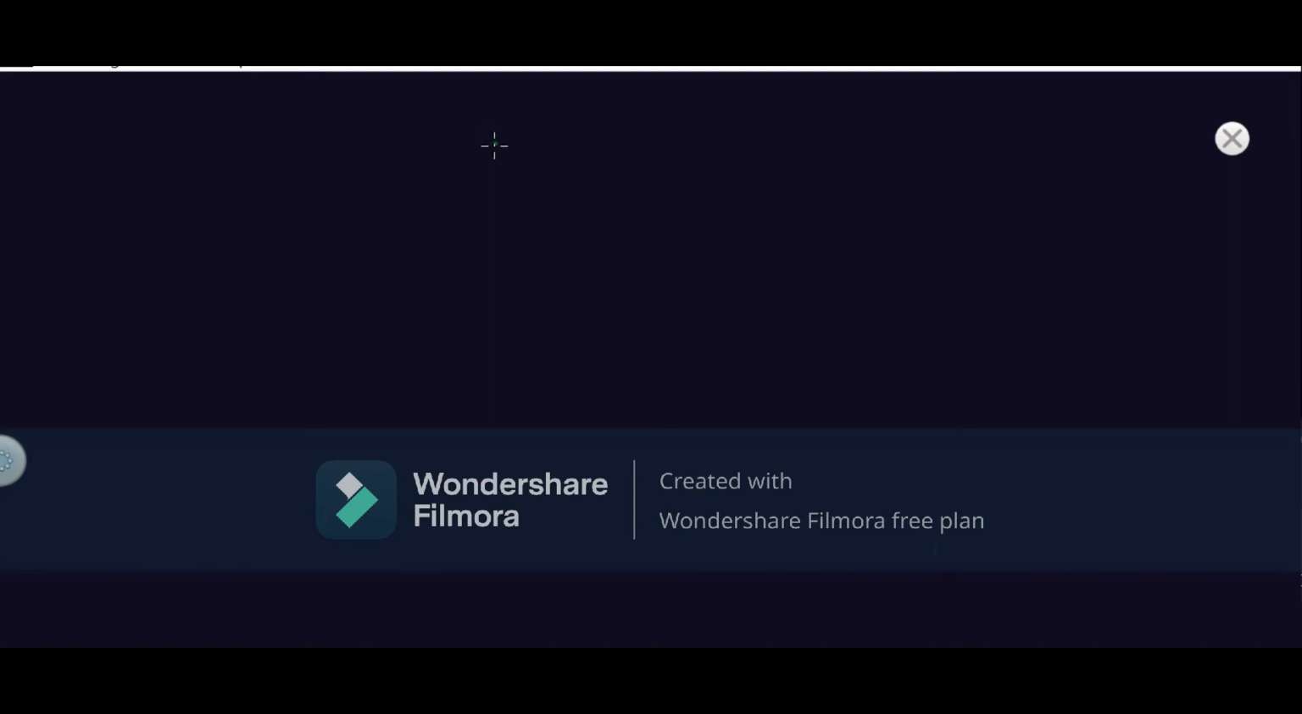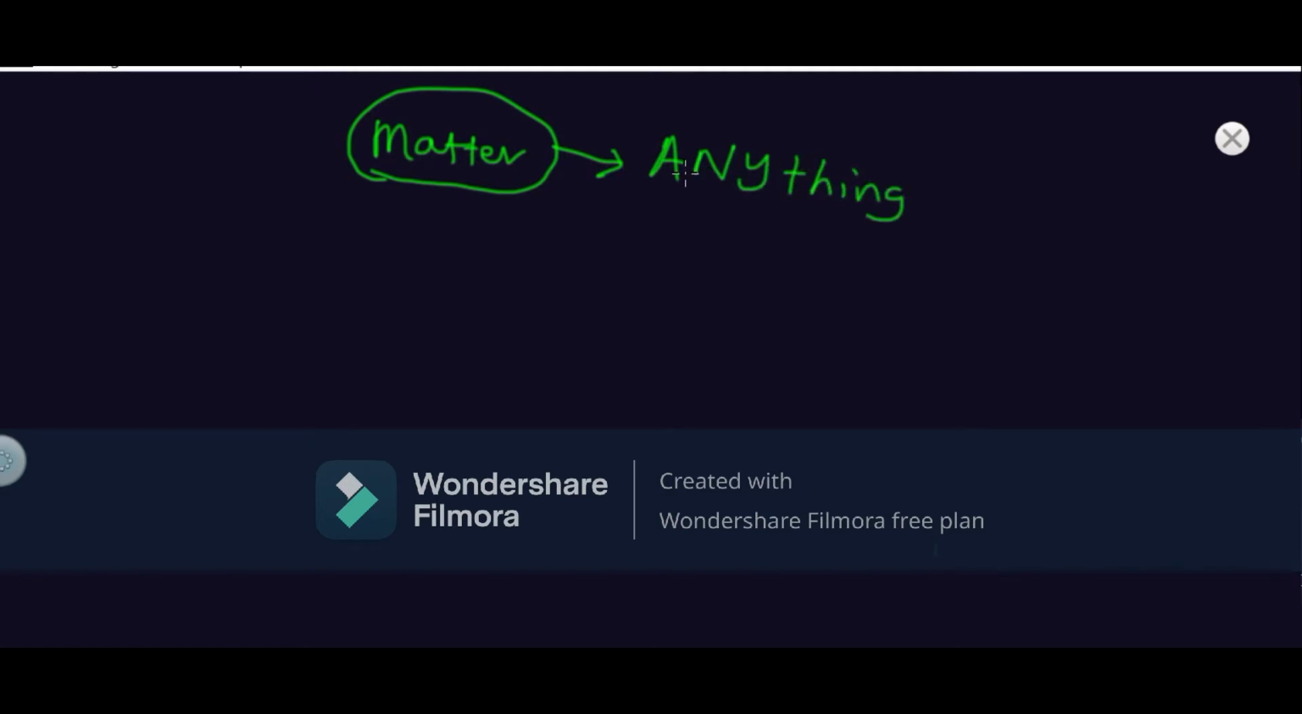Do you know how many states of matter that we have? First, do you know what's the meaning of matter? Matter is anything, but not everything. Anything that has mass and occupies space. Your cat, your dog, your plants, your books, anything.